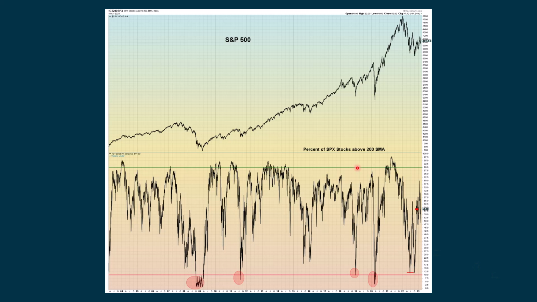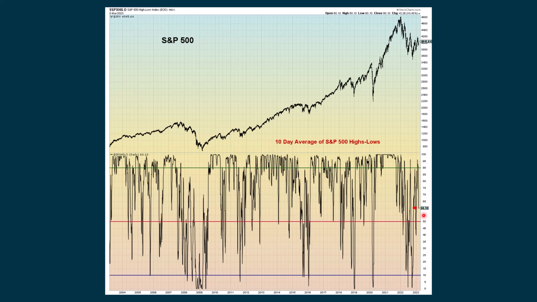The percent of stocks in the S&P 500 that are above their 200-day simple moving average. When we get an extreme negative reading, a lot of times that marks a washout in the S&P. We had an extreme negative reading in late 2022, and we tested that low again, and we've been coming back up since we've been falling back. But over the last couple of days, we've seen some improvements in this chart.